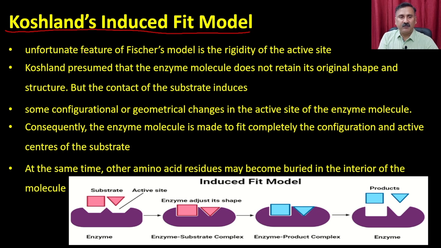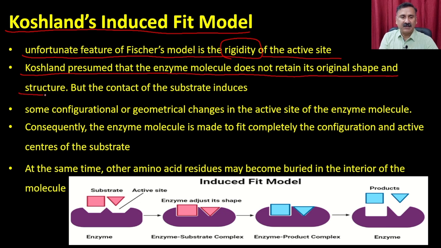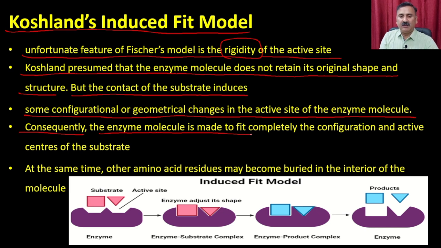Okay, so what is the Koshland induced fit model? The unfortunate feature of the Fischer model is the rigidity of the active site, which means it says that the active site has a three-dimensional conformation that remains like that and should not change, but that is not the case, right? So Koshland presumed that the enzyme molecule does not retain its original shape and structure, but the contact of the substrate induces some conformational, configurational or geometrical changes in the active site of the enzyme molecule. Consequently, the enzyme molecule is made to fit completely the configuration and the active center of the substrate. At the same time, other amino acids may become buried in the interior of the molecule.